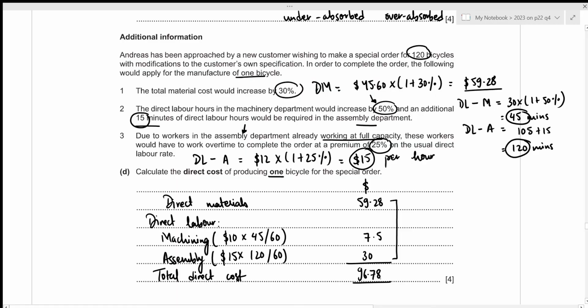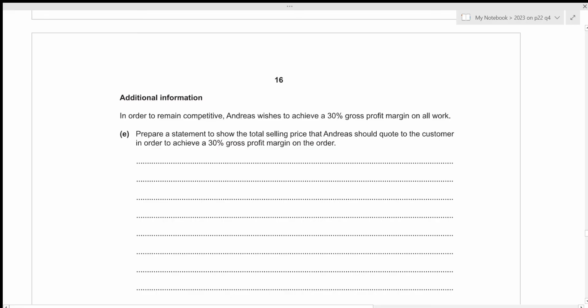Let's move towards the next one. In order to remain competitive, Andreas wishes to achieve a 30% gross profit margin on all work. We need to prepare a statement to show the total selling price that Andreas should quote to the customer in order to achieve a 30% gross profit margin on the order.